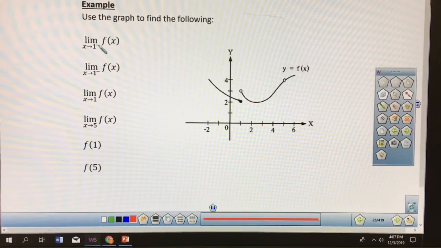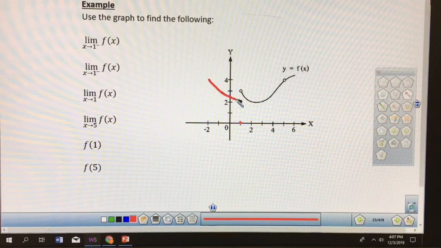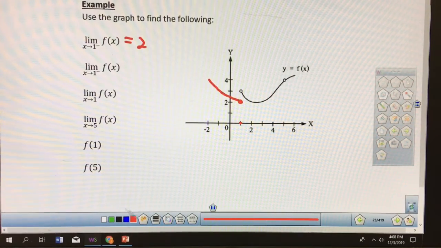Alright, limits. That there's a left-handed limit. It approaches the x value of 1. It approaches it from the left. What y value do I get closer and closer to? 2. It's the same question. Alright, there's probably a typo.